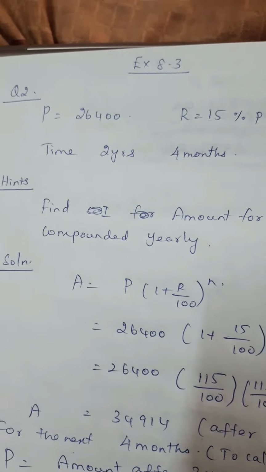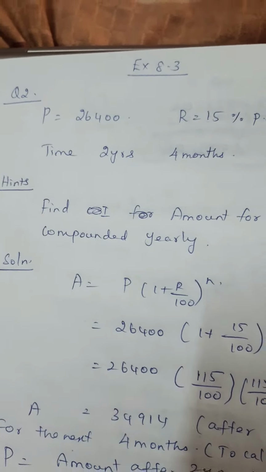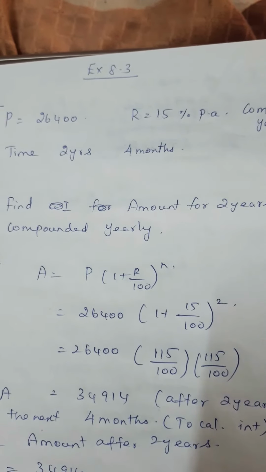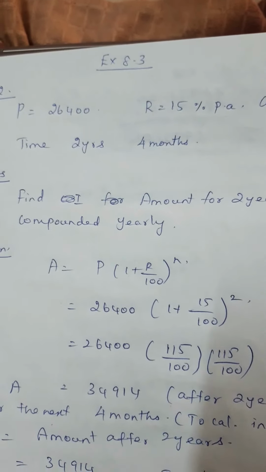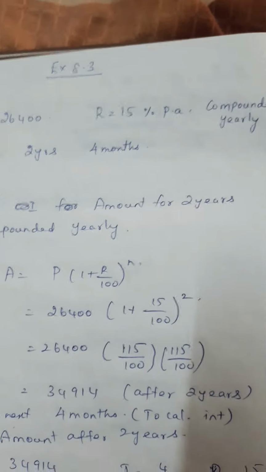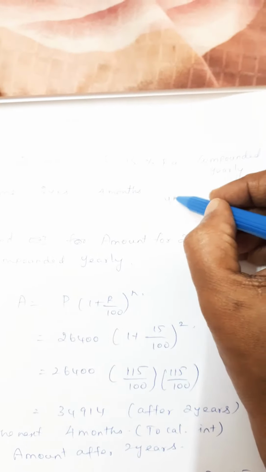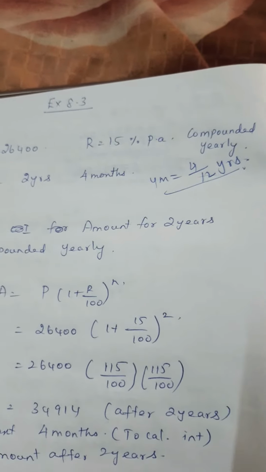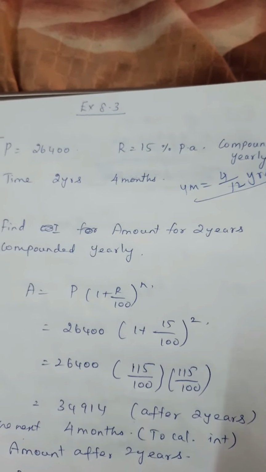If it is given as 1 year, 2 years, 3 years, 4 years, it is easy. We can keep the power as 2 years or 3 years and do it. But 2 years and 4 months means we have to convert 4 months into years. 4 months can be written as 4 by 12 years, isn't it? So when you keep this 4 by 12 in the power, it's very difficult to do the calculation.